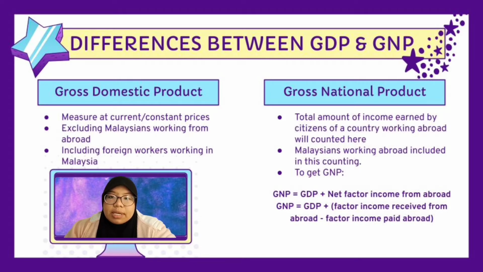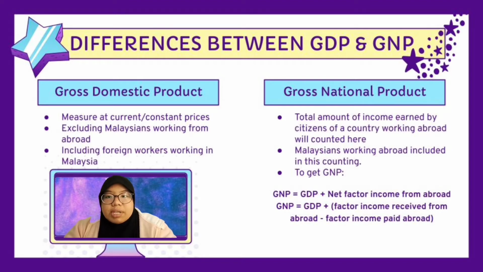Meanwhile, GNP, also known as the Gross National Product for short, is the total market value of all final goods and services produced by the residents of a country during a given period of time. GNP counts any income received from abroad made by a country's resident, but it does not count the income made by foreign residents living within the country itself.